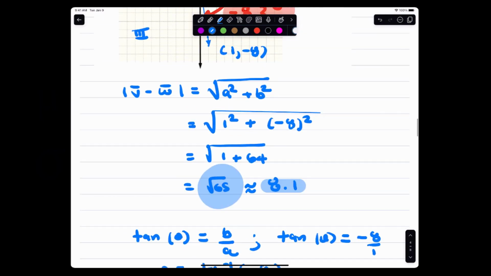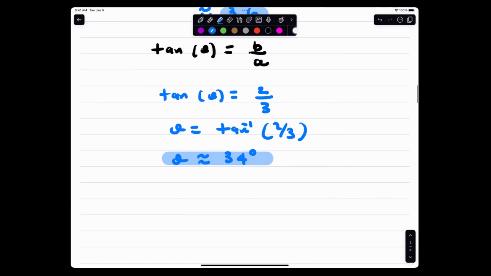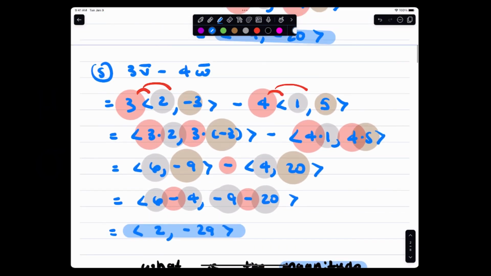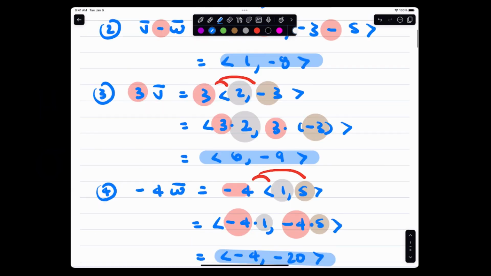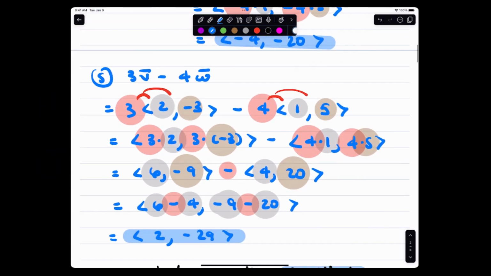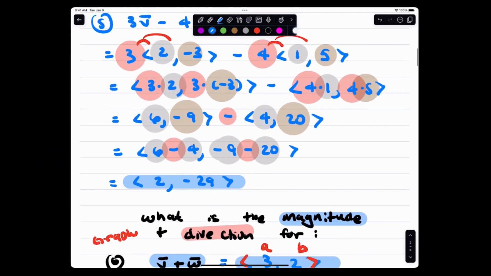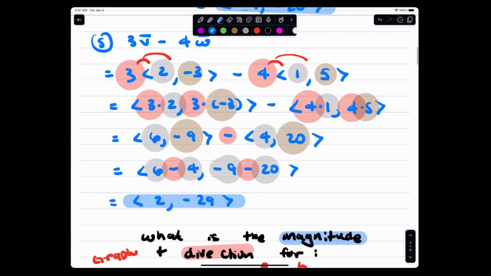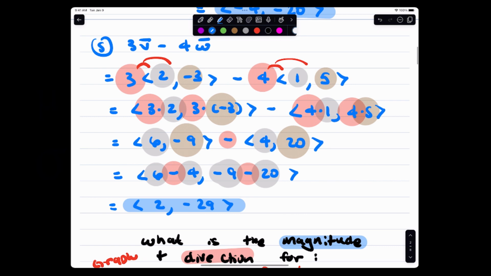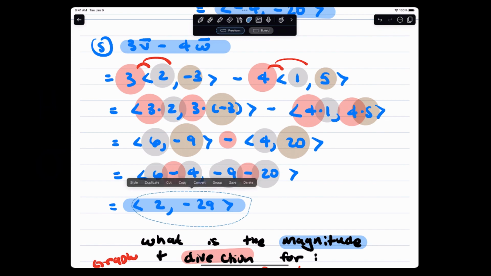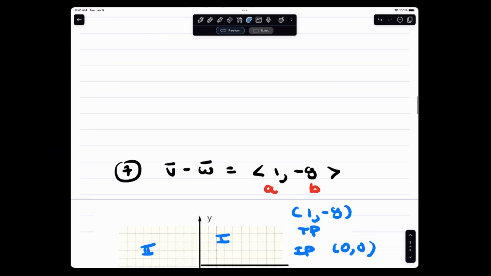Calculator can't be trusted. So the last one, number 10, in those notes, by the way, is this new 3v minus 4w, which was 2, negative 29. So we're going to have to find the magnitude and direction of this vector as well. 3v minus 4w is what we see here, negative 2, negative 29. 3v minus 4w.